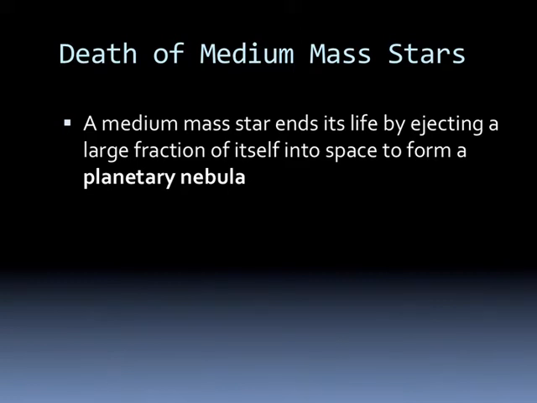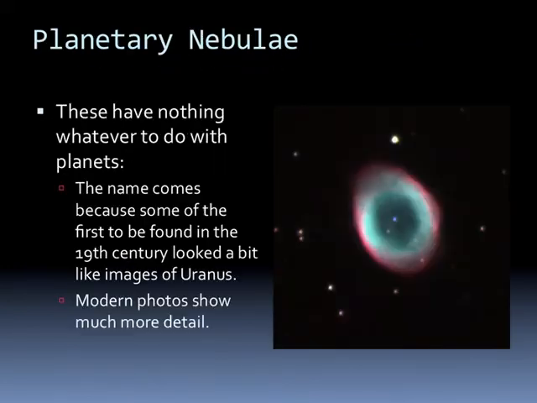A medium mass star ends its life by ejecting a large fraction of itself back into space and forms something called a planetary nebula. Now, these have nothing to do with planets. The name comes because some of the first to be found in the 19th century looked a bit like images of Uranus. Now, a modern photograph shows a lot more detail. We have the remnant of the star in the center and this expanding ball of gas that's lit, and we can see it due to the UV radiation from the thing in the center.